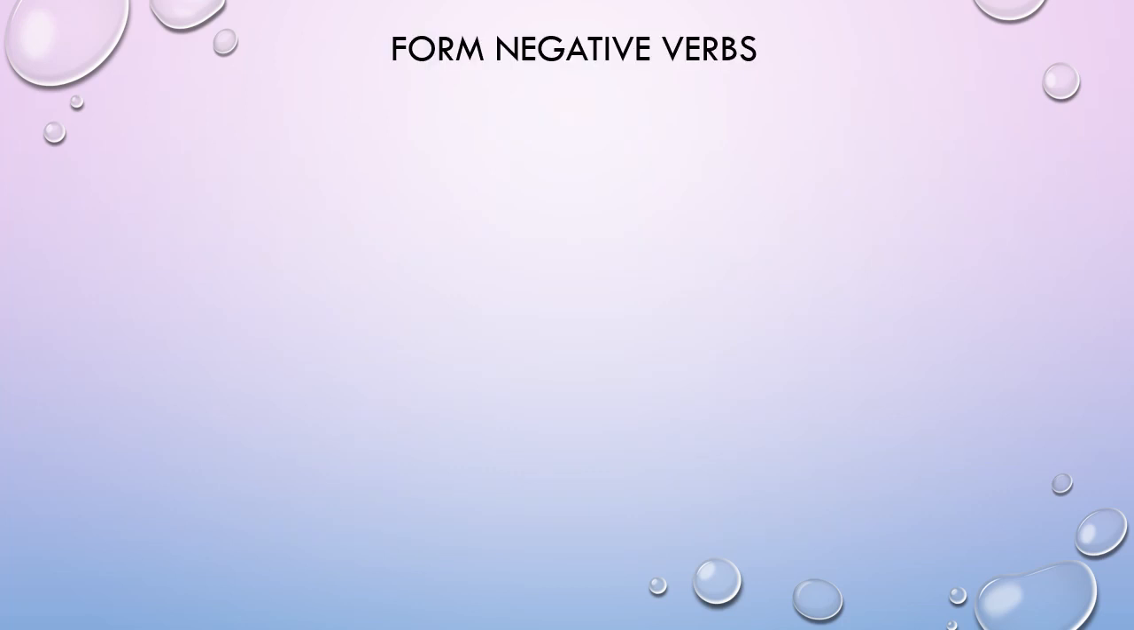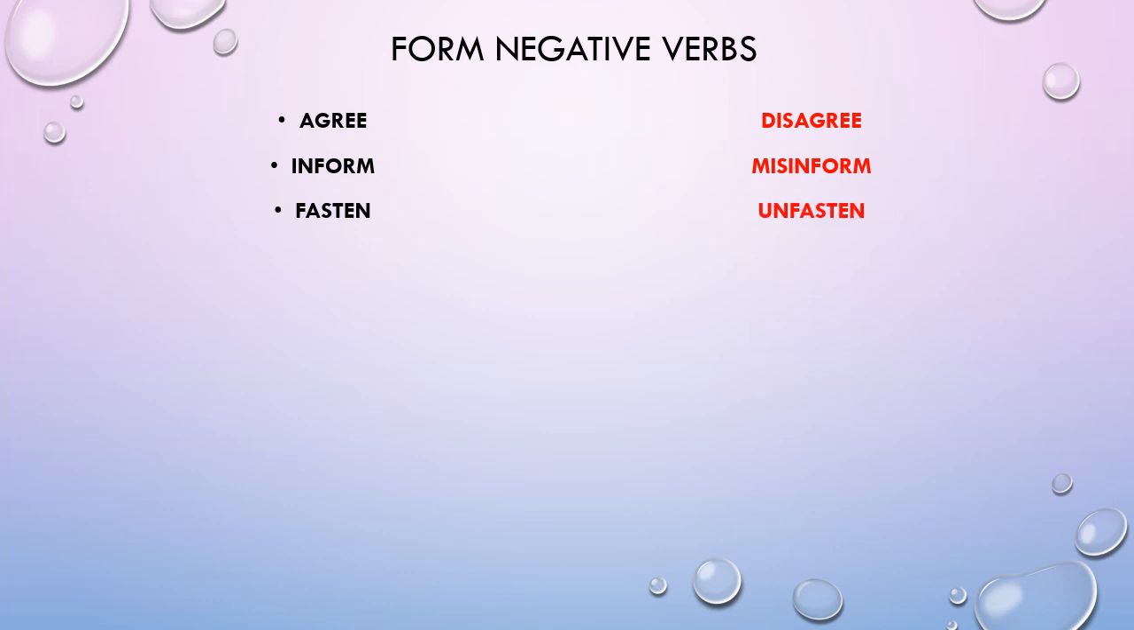Now let us make the verbs negative using the negative prefixes dis, miss, and un. You have to choose the correct prefix. Are you ready to start? Okay, let us begin. Agree, disagree. Inform, misinform. Fasten, unfasten. Use, misuse. Connect, disconnect.